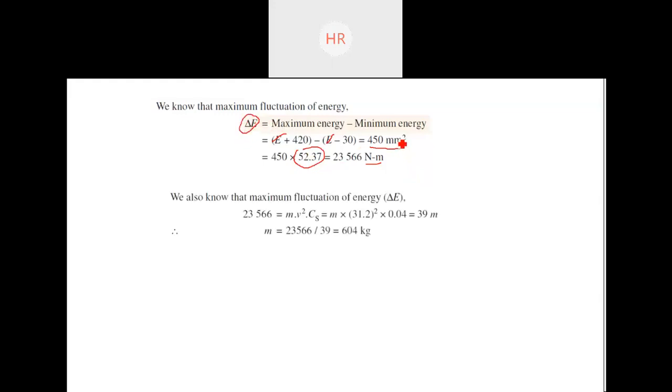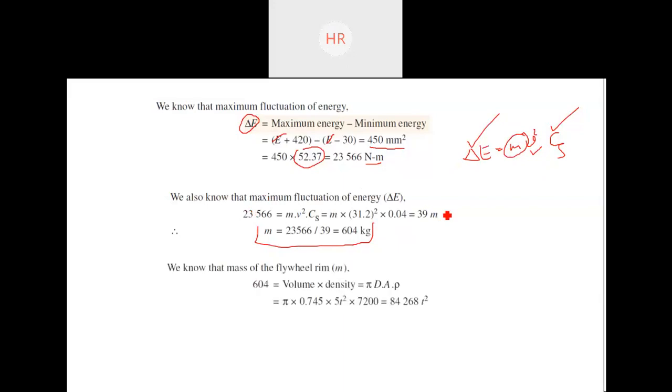Now we will find the mass from the equation of delta E. We know that delta E is equal to mv square into Cs. In this equation, we have found the value of delta E, we have found the value of v, and we have the value of Cs. The only unknown left is mass. So from this equation we can find the mass, which we are getting as 604 kilogram.